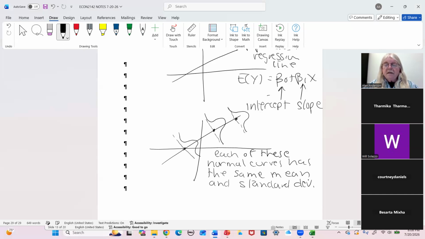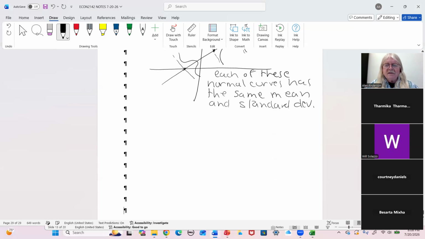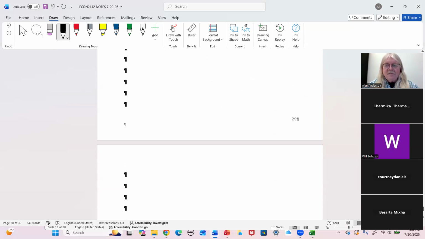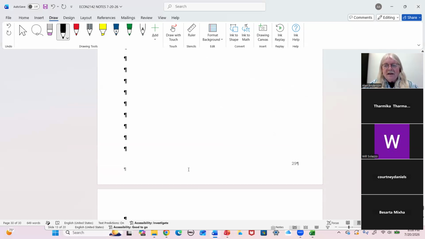And there are tests that we can run to make sure this is true. There are so many tests that we can use with regression analysis. Ultimately, most of them depend on the assumption of normality.